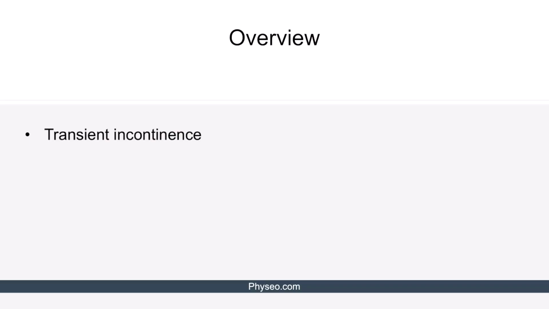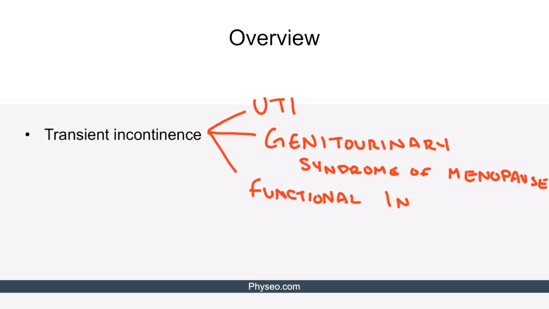So for the remainder of this video, we're going to talk about transient incontinence, with a special focus on urinary tract infections, as well as genitourinary syndrome associated with menopause and functional incontinence. So let's start by illustrating this helpful mnemonic for remembering the different causes of transient incontinence.